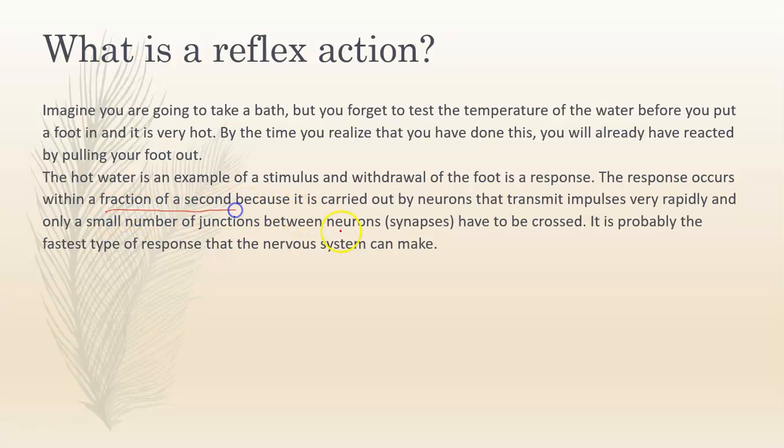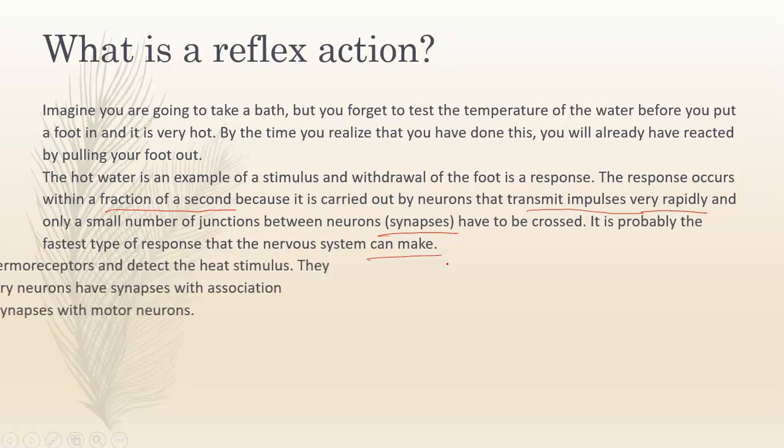It happens very fast because it is carried out by neurons that transmit impulses, and only a small number of junctions between neurons, which are called synapses, have to be crossed. It is probably the fastest type of response that a nervous system can make. So it is very fast.